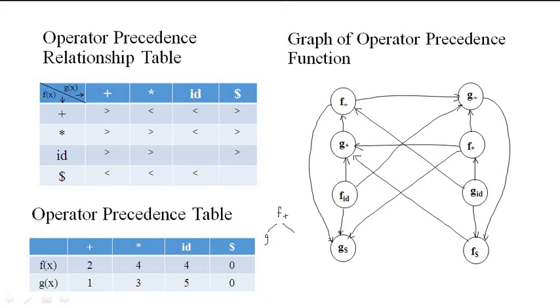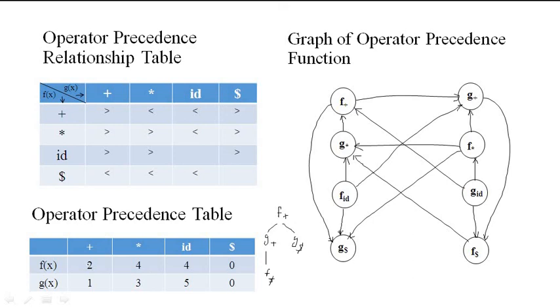There is two outer precedence, one is g plus and another is g dollar. So from g plus to f dollar. So this is at level 0, this is at level 1 and this is at level 2. So f plus operator precedence table, its value is 2.